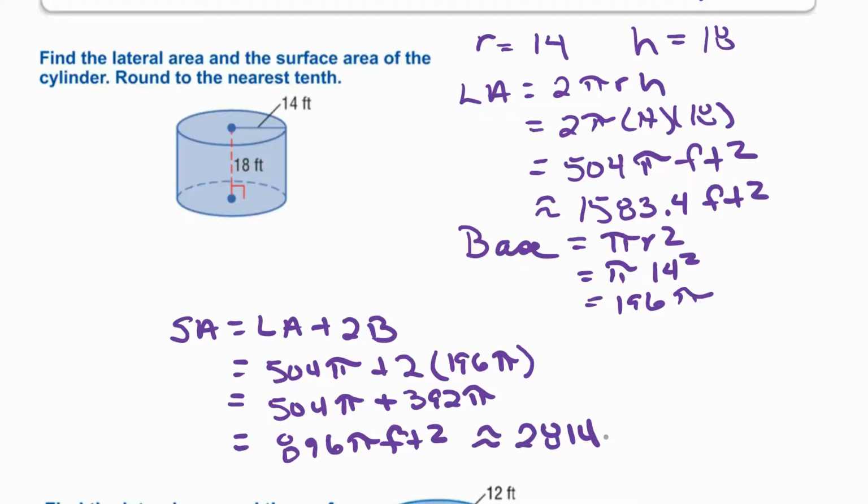2,814.9 feet squared. So this is the exact answer. It includes pi. It's not rounded. This is the rounded answer, rounded to the nearest tenth.